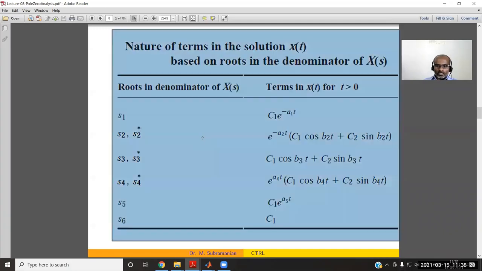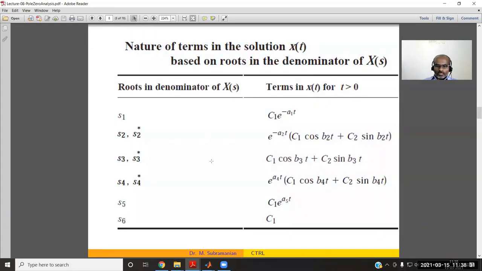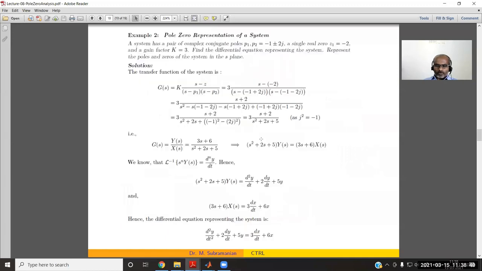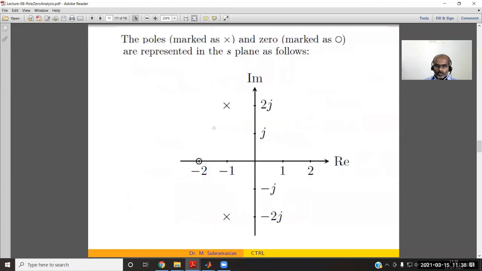Okay, yeah, see this is about the representation of these poles and zeros. So this kind of response we'll be getting with poles. Okay, how to represent the poles and zeros based on the roots.